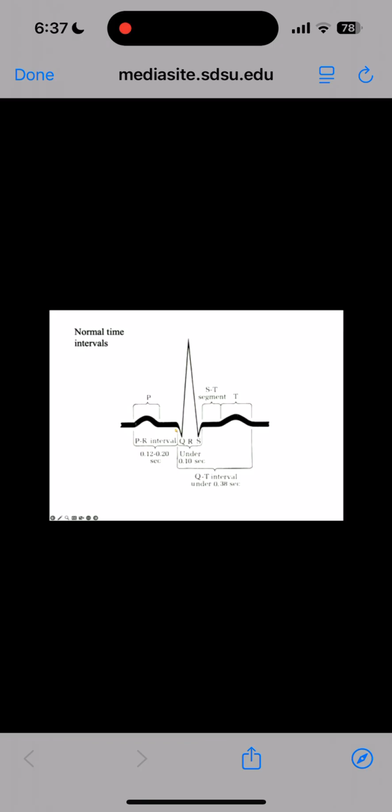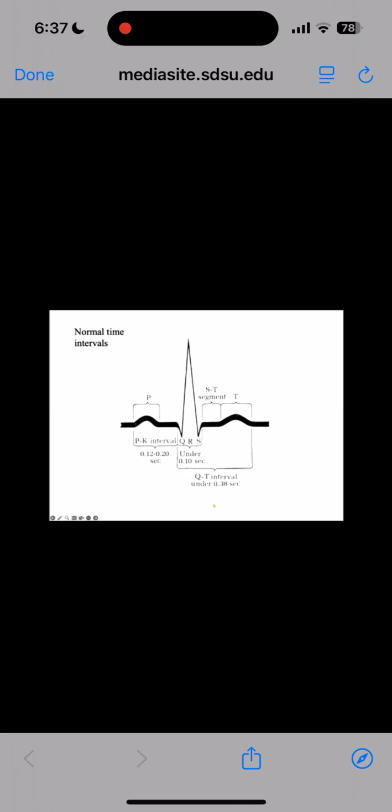Now, that is a little bit of a misnomer because you would think, well, if it's a PR interval or even a PR segment, you would go to the R wave. That is not the case. You're going to the beginning of this complex. The PR interval, very importantly, should be between 0.12 and 0.2 seconds. That is something you guys will be measuring on your own ECGs in the lab this week.